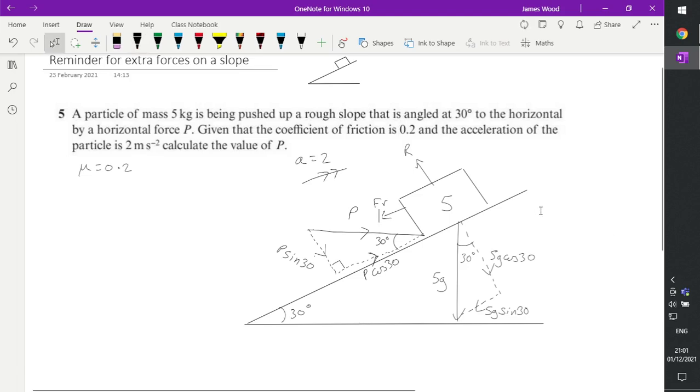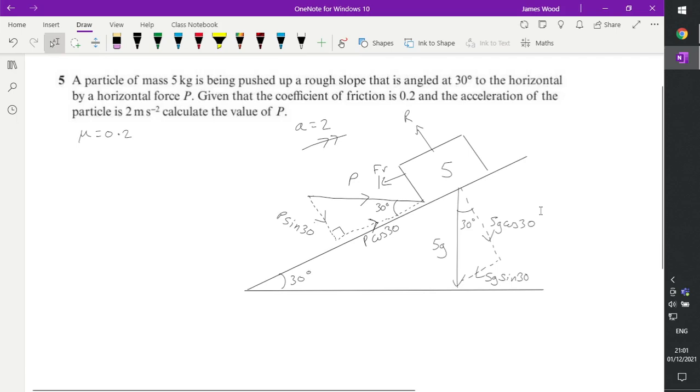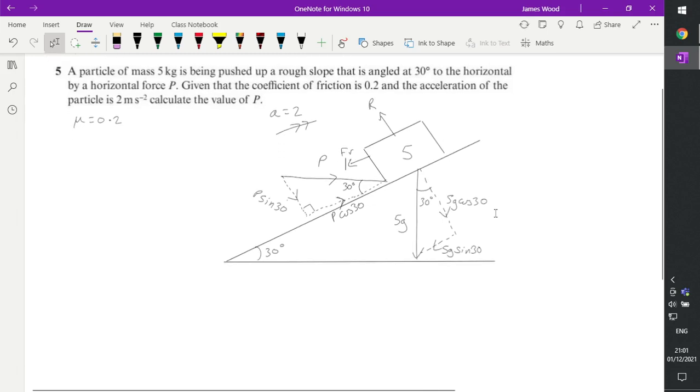Okay. So we've got all of our information on the diagram, and that's normally the most important thing in these questions. You do most of your working out on the diagram itself. Okay. And try and resolve all your forces before you do any calculating.